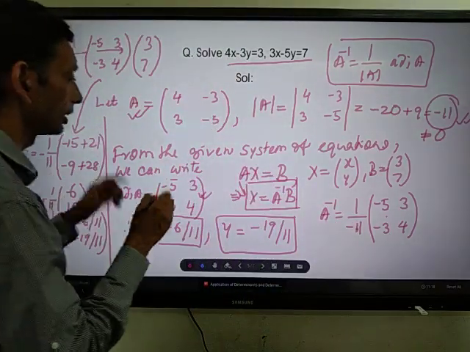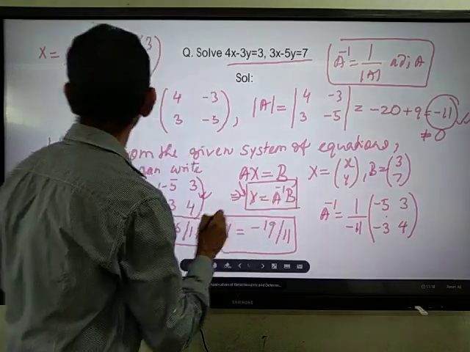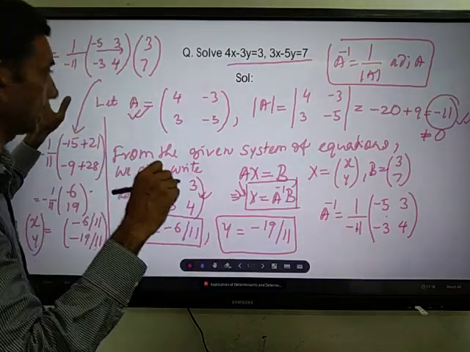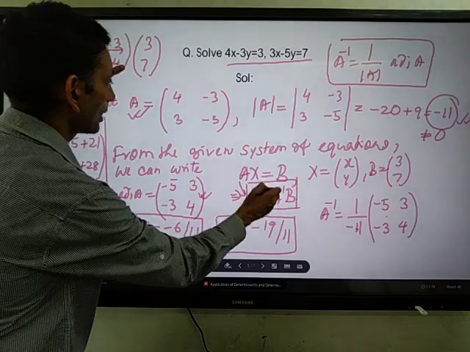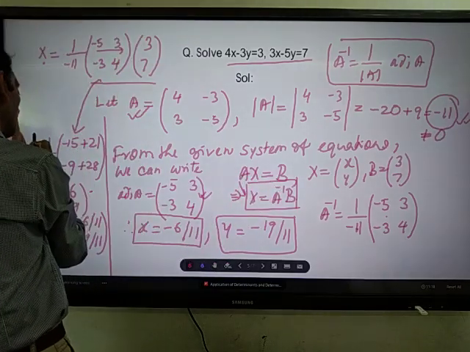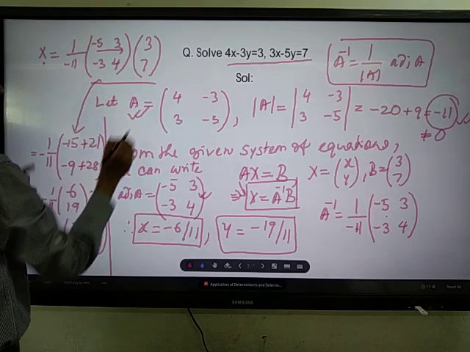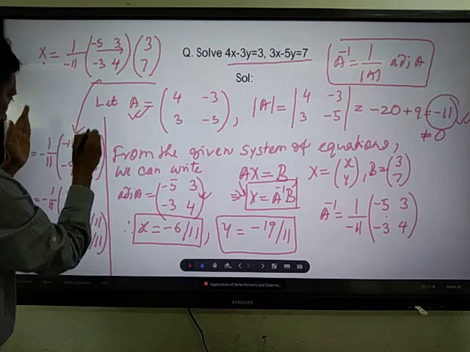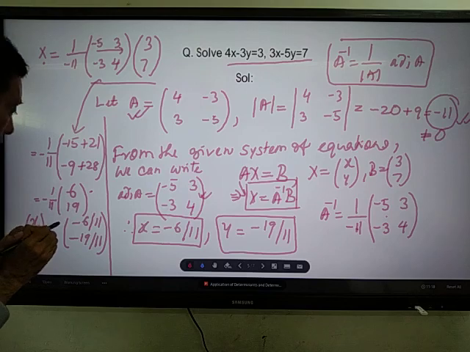Now finally the steps here. X is equal to A inverse B. So write X, where X stands for the column matrix of x and y. And here you write A inverse multiplied by B. Then multiply this, leaving 1 by minus 11 as it is. After multiplication you get one column matrix.